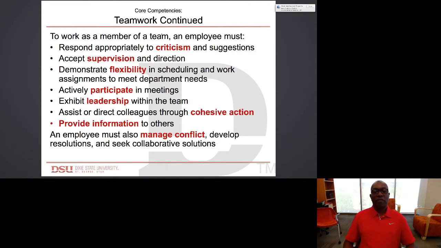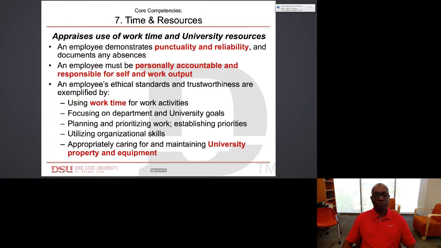To work as a member of a team, an employee must respond appropriately to criticism and suggestions, accept supervision and direction, demonstrate flexibility in scheduling and work assignments to meet department needs, actively participate in meetings, exhibit leadership within a team, assist or direct colleagues through cohesive action, and provide information to others. Also, an employee must manage conflict, develop resolutions, and seek collaborative solutions.